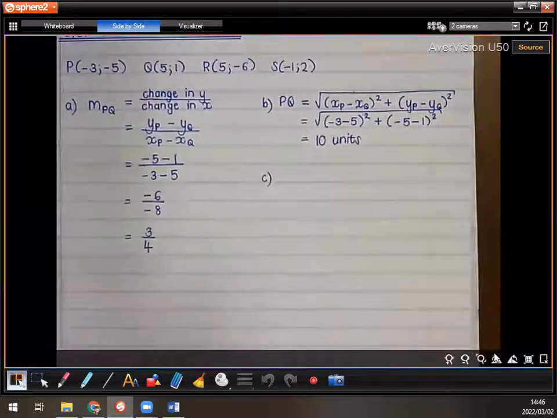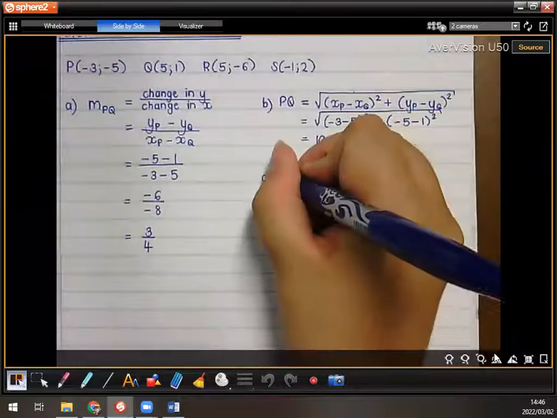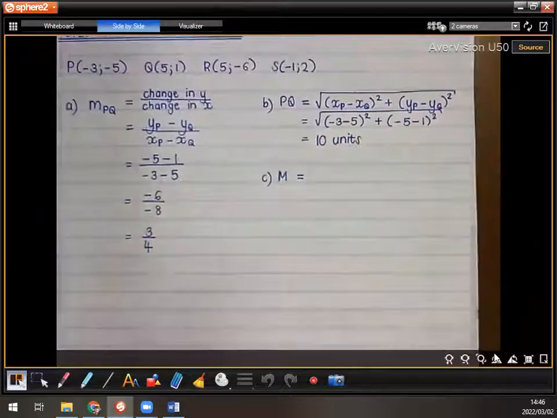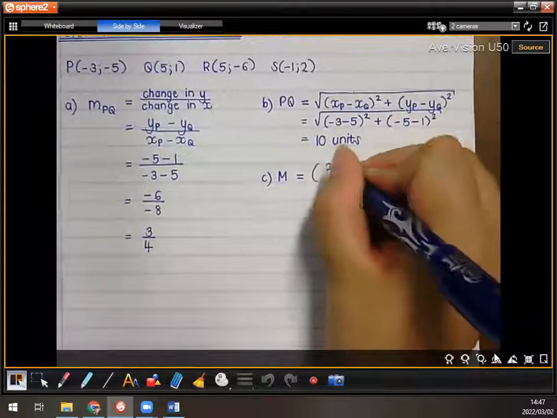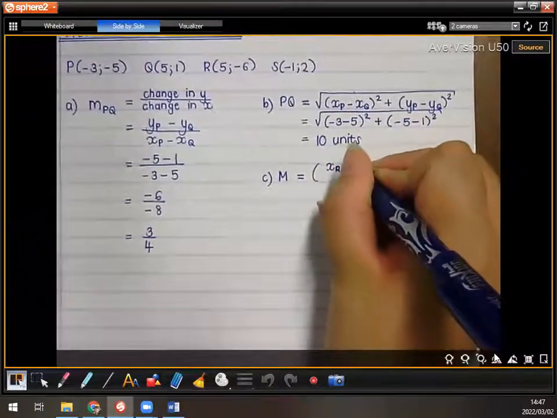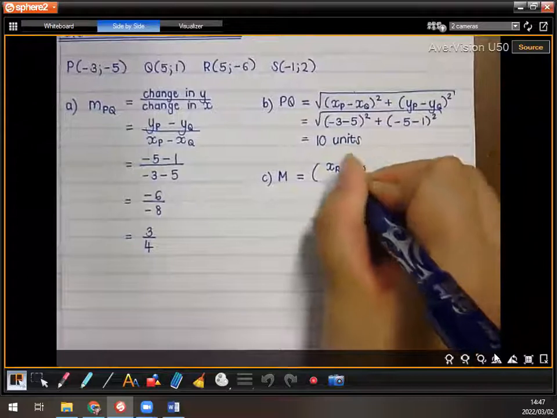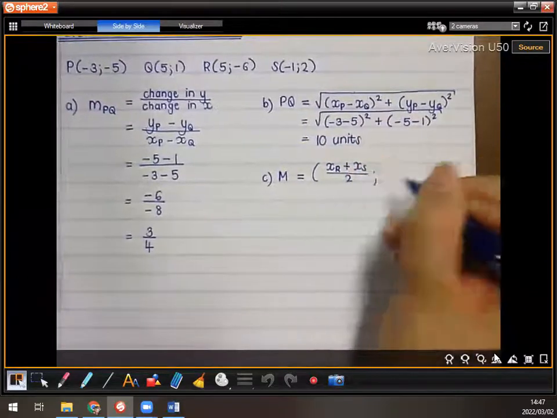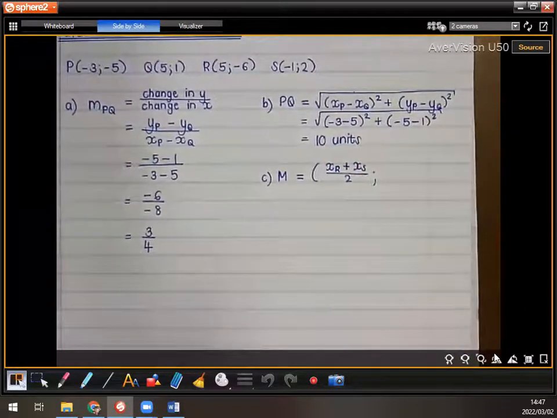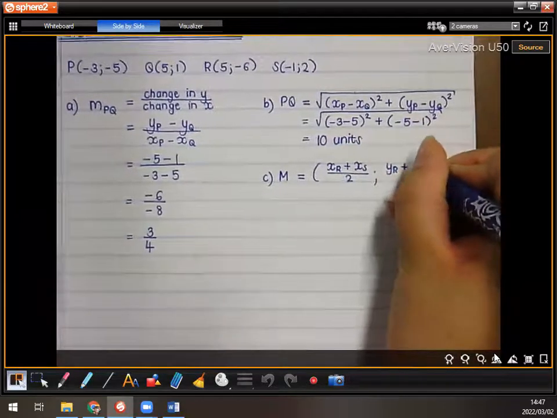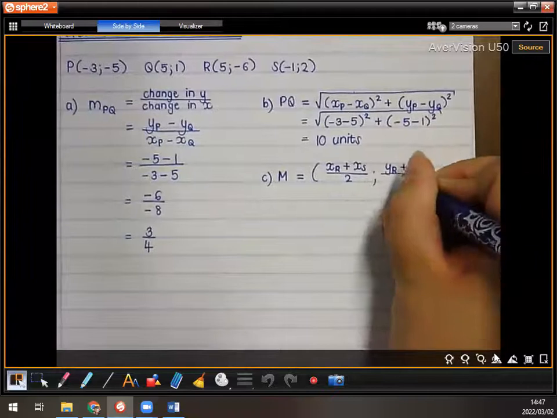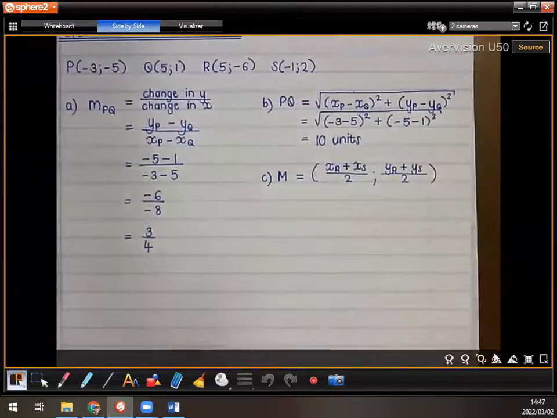Okay, let's look at C. Okay, M is the midpoint of RS. So for the midpoint, we're going to take the x value of R plus the x value of S and divide that by 2. Then we're going to do the same with the y values, right? We're going to take the y value of R plus the y value of S and divide that by 2.